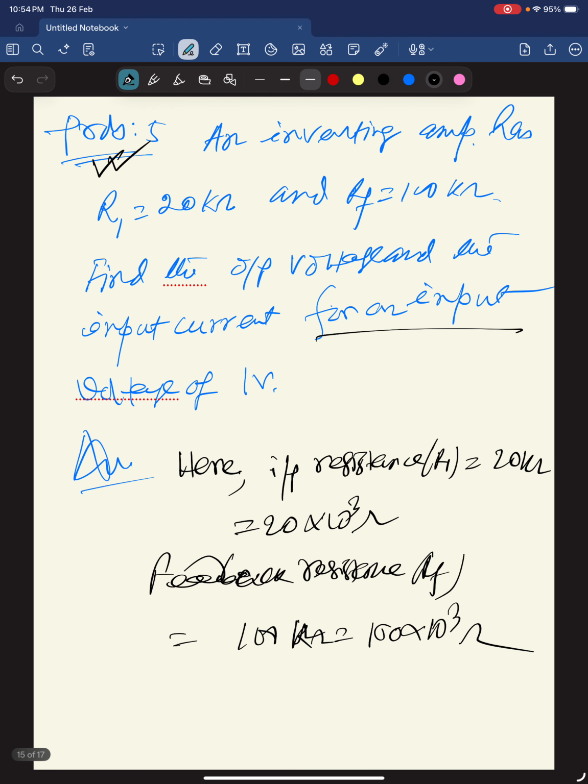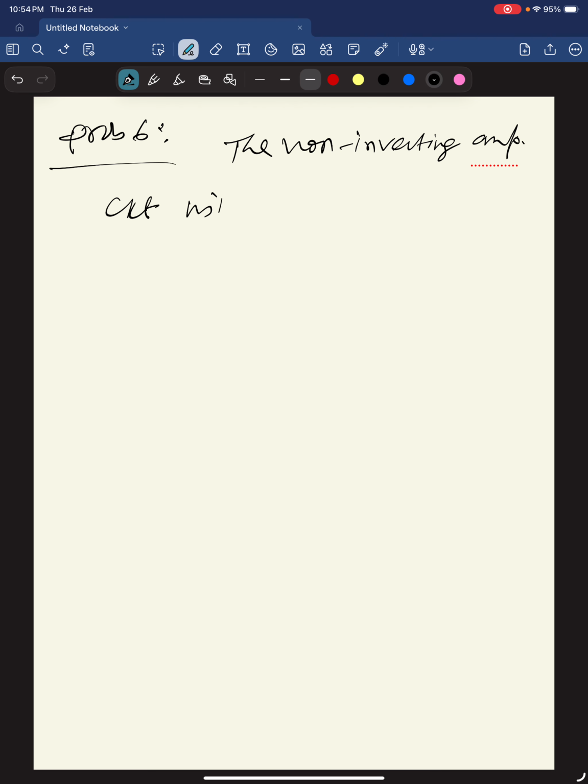Final, the last numerical, problem 6. The non-inverting amplifier circuit with RF is equal to 5 kilo ohm, R1 is equal to 2 kilo ohm. What is the voltage gain?